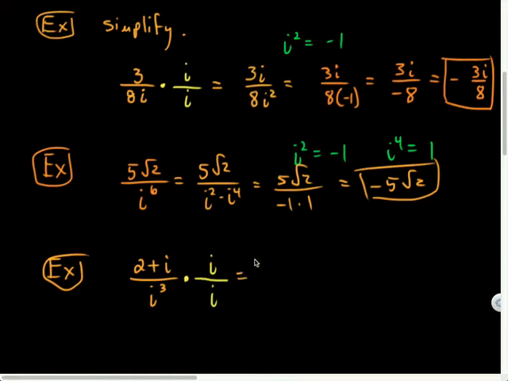So equals. Let's see. Let's simplify the bottom here. i to the 3rd times i to the 1st is i to the 4th. Awesomeness. That's just going to equal 1. What about up top?